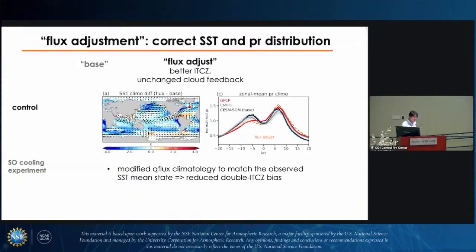Okay, the first set of simulations, let's call it flux adjusted, because I use a modified Q-flux climatology to force the global SST mean state to match observation. And as a result, we see the tropical mean state precipitation looks much better compared to observation, showing this asymmetric pattern. I should also mention that in this set of simulations, cloud feedback, especially subtropical cloud feedback, doesn't change because we didn't specifically change model physics. So it's just the boundary conditions.